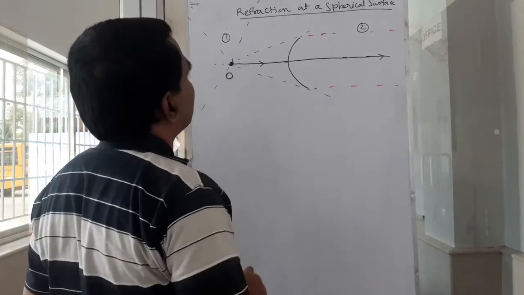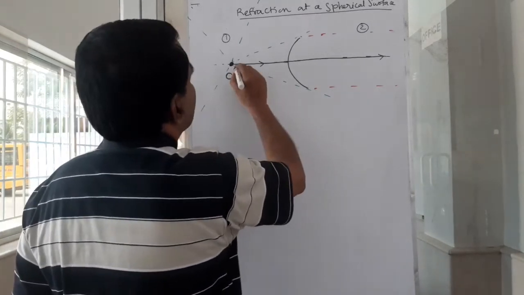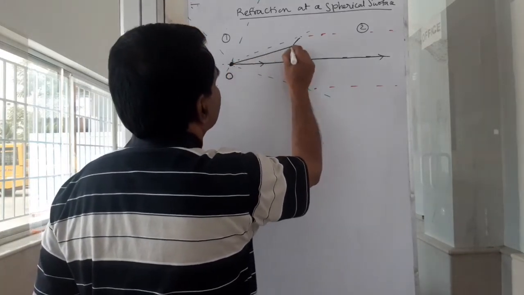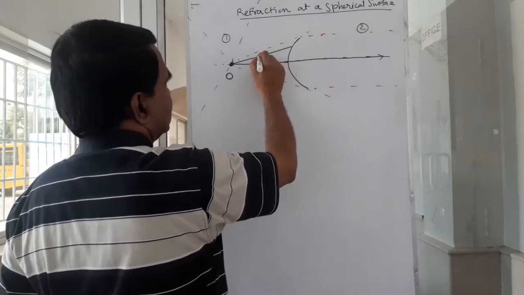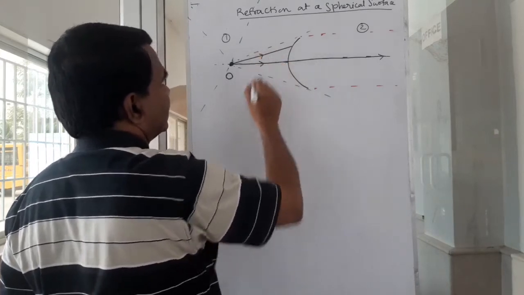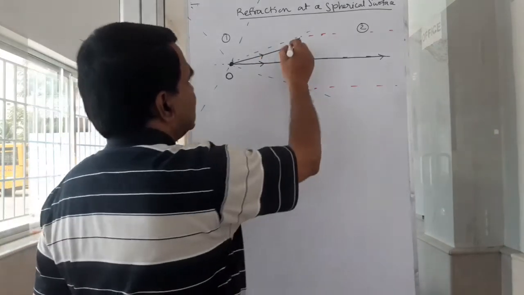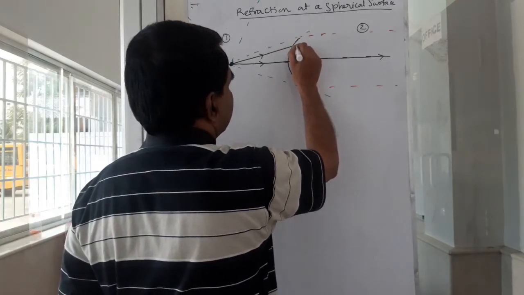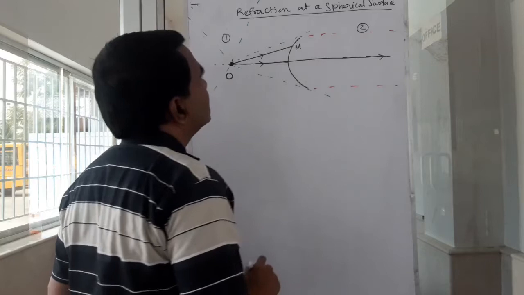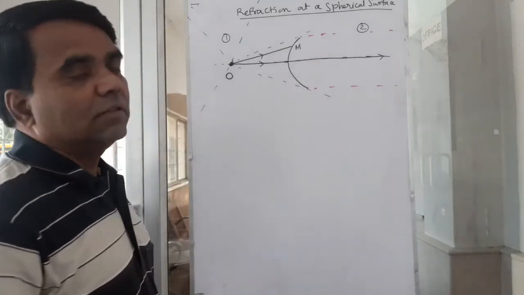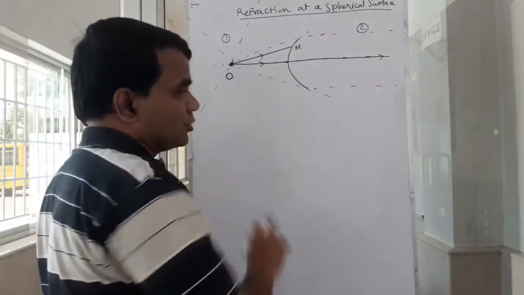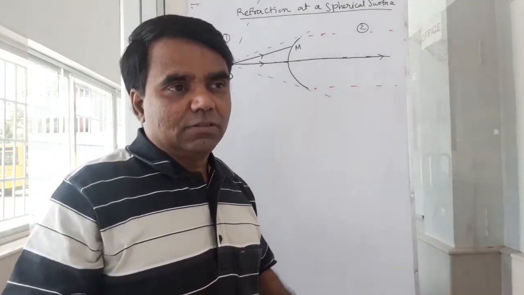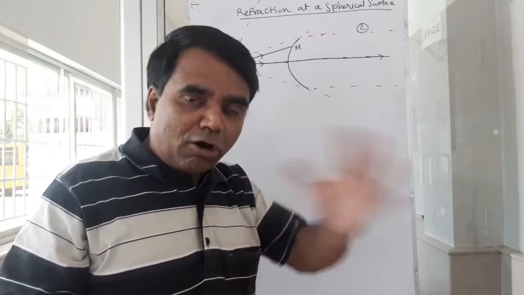Now, let me take another ray, any ray, within this one. So this is the second ray. I'm taking that second ray. Let's say this hits this surface at point M. Now, what would it do? It will undergo refraction and it will obey the law of refraction.